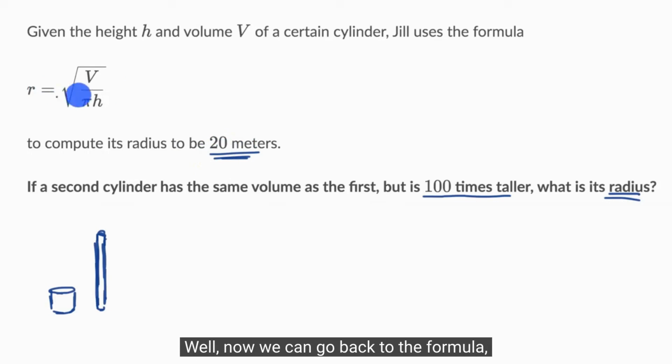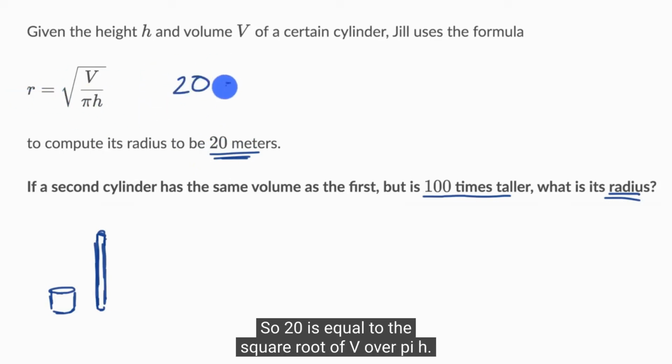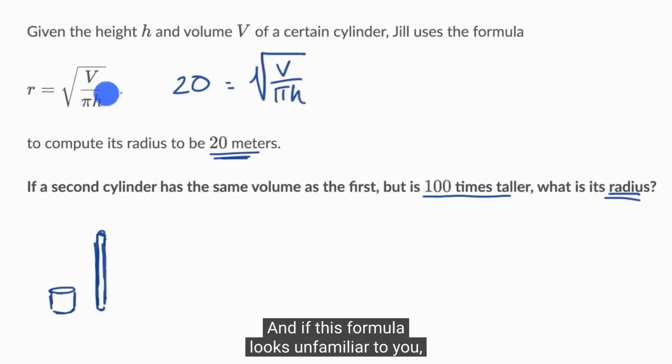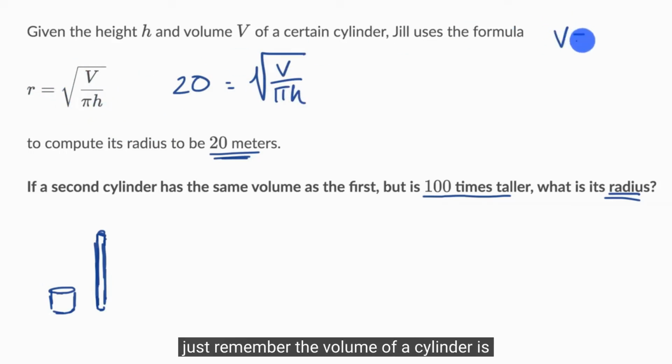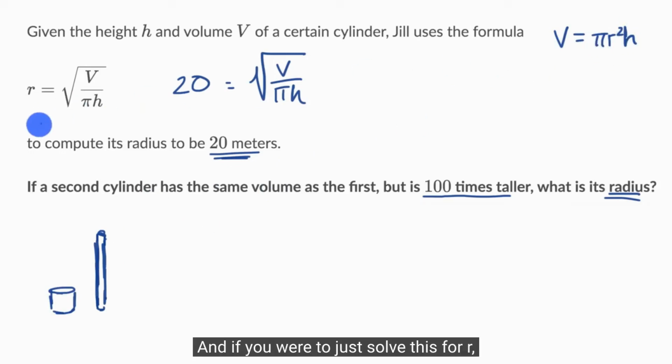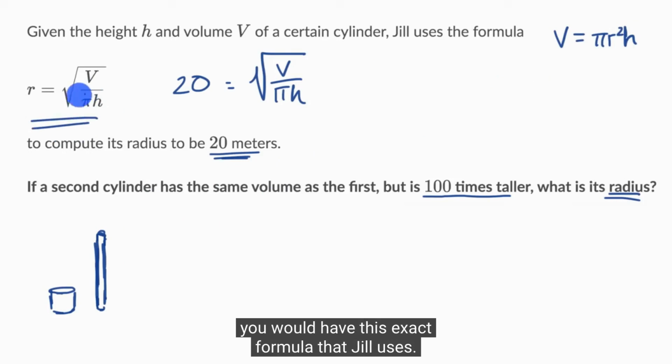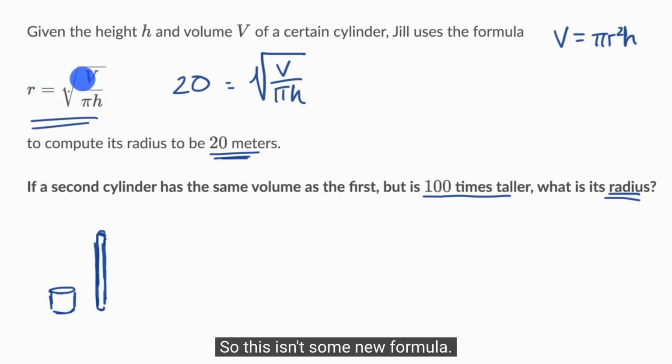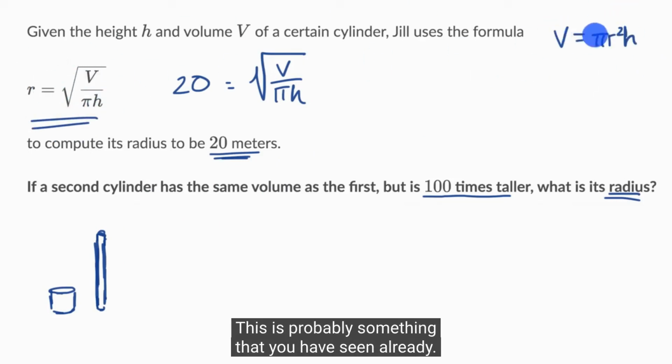Well, now we can go back to the formula. And we know that Jill calculated that 20 meters is the radius. So 20 is equal to the square root of v over pi h. And if this formula looks unfamiliar to you, just remember the volume of a cylinder is the area of either the top or the bottom, so pi r squared, times the height. If you were to just solve this for r, you would have this exact formula that Jill uses. So this isn't some new formula. This is probably something that you have seen already.